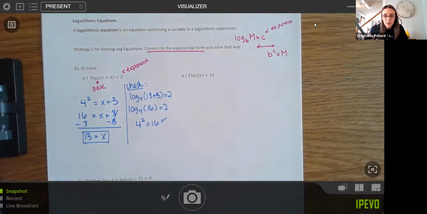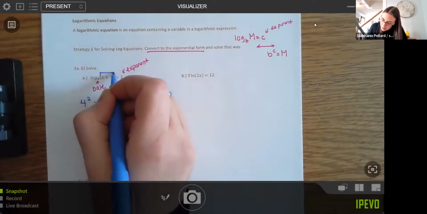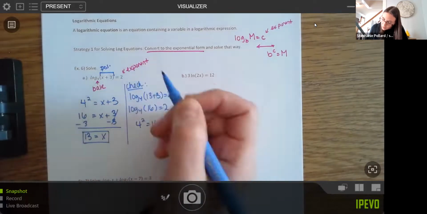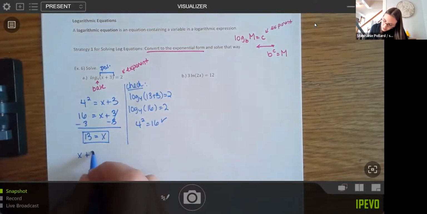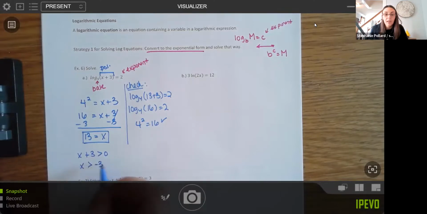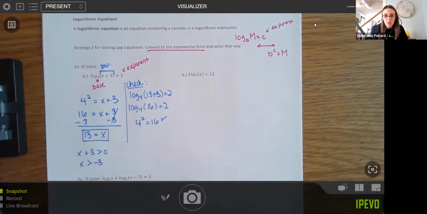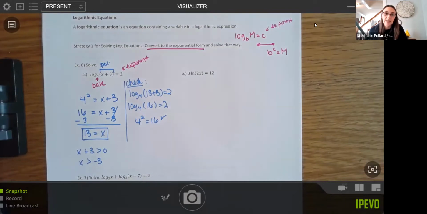So you do want to make sure that, again, there's no domain issues. Remember that for your domain, this has to be positive. So you do need to make sure that x plus 3 is greater than 0. So in this case, x would have to be greater than -3, which it is. So just make sure you do that check at the end here. It is a lot more important with logs just because of that domain issue in particular.